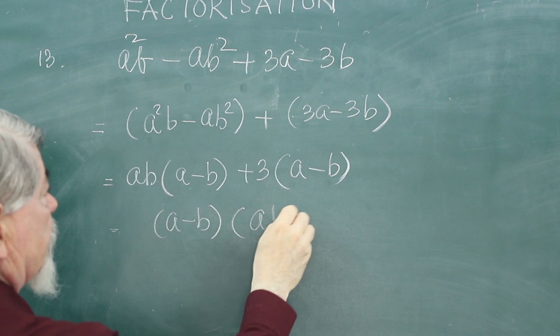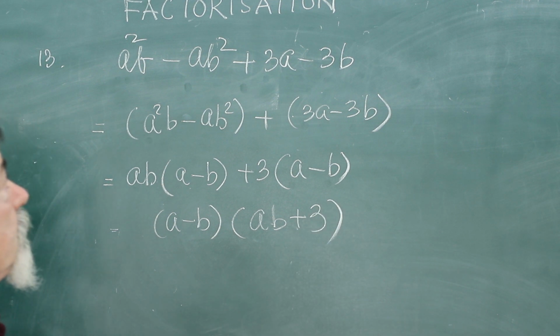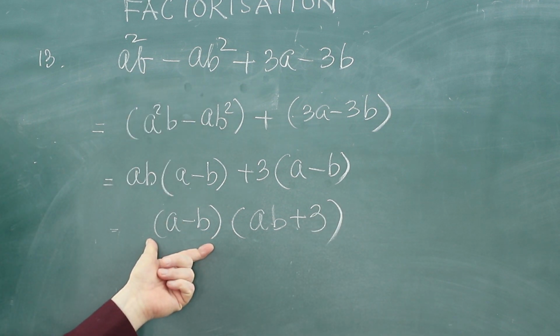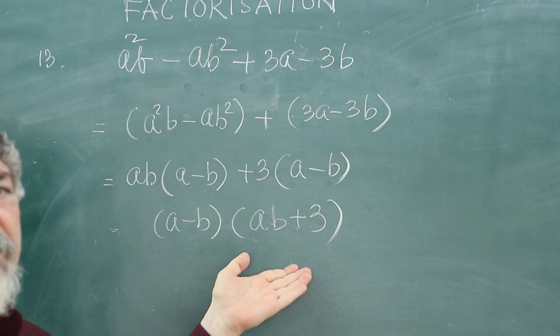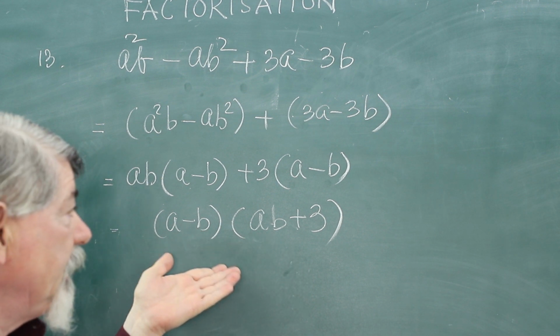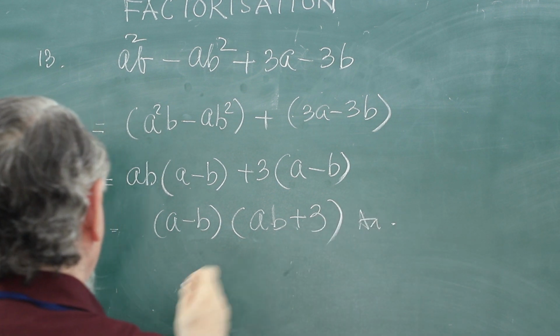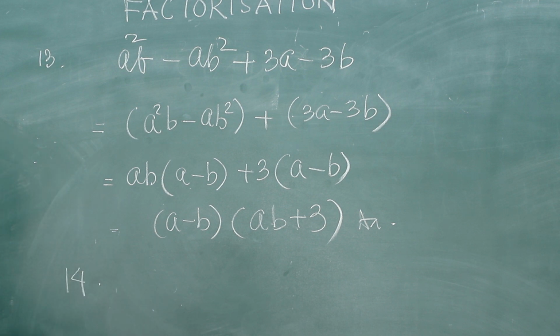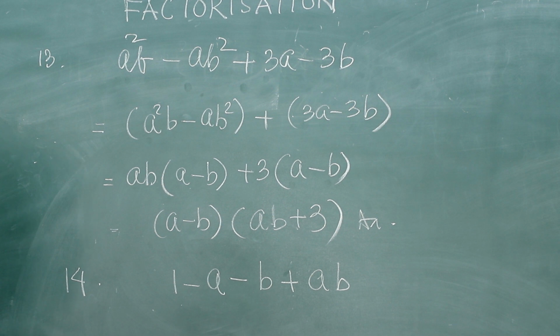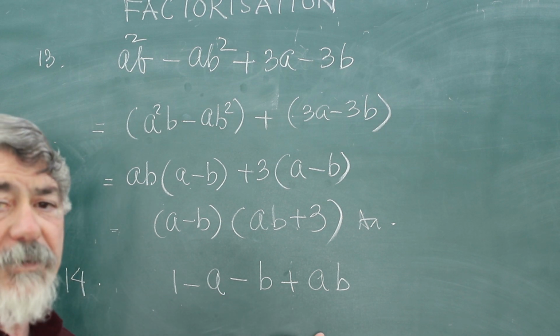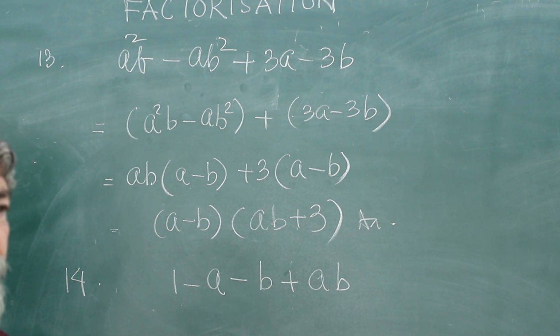And ab plus 3 will be left. So we have factors of this expression, a minus b into ab plus 3. I cannot see any possibility of factorization further, so we leave the answer here. Let's see question number 14. 1 minus a minus b plus ab. Again, as I said earlier in the lecture, the pairing will depend upon your practice. You would be able to see it yourself when you start practicing.